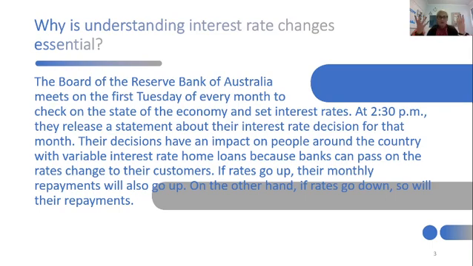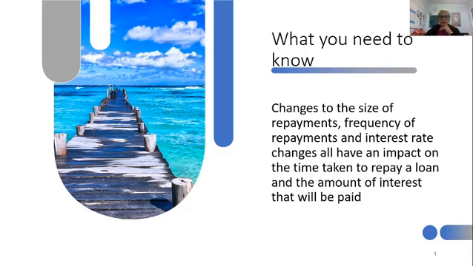If the rates go up, their monthly repayments go up. On the other hand, if the rates go down, so do their repayments. So it's pretty important. So what do you need to know? Changes to the size of the repayment, so how much you're actually paying, the frequency, do you pay fortnightly or do you pay monthly, and the actual interest rate you get, all have a huge impact on the time taken to repay the loan and the amount of interest that is paid.